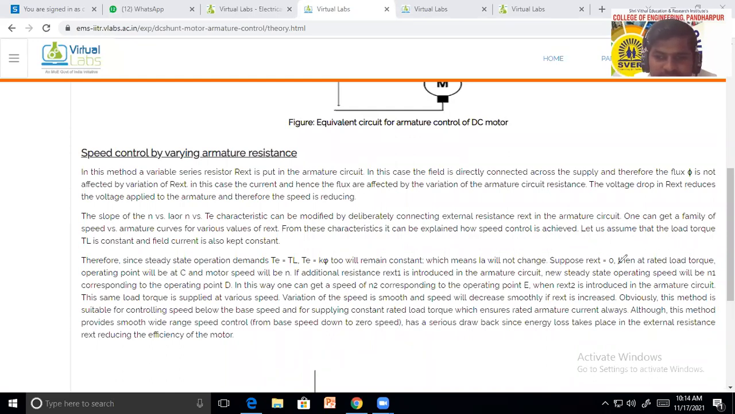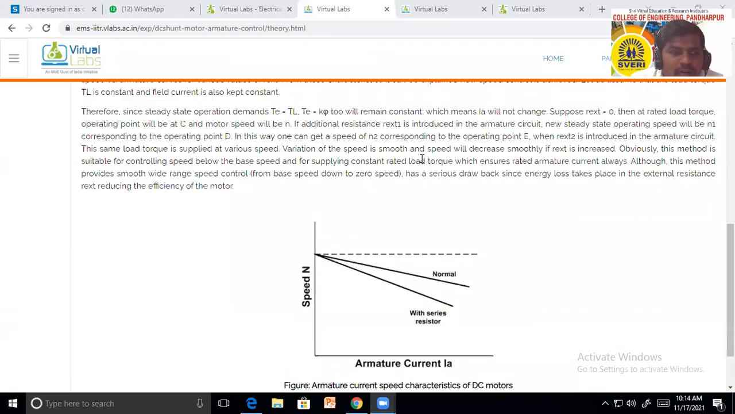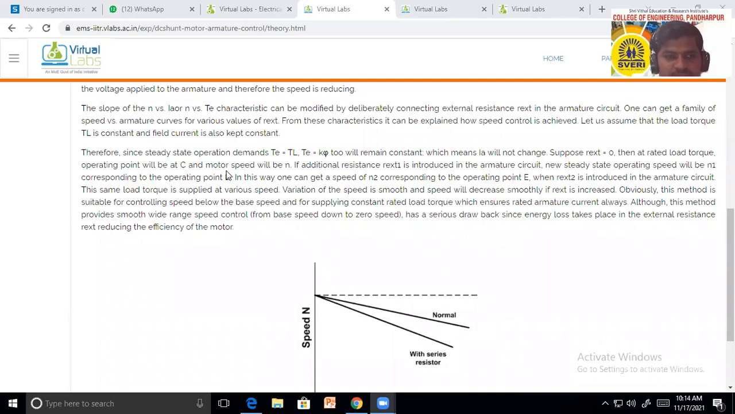Then the rated load torque operating point will be at C and motor speed will be N. And if additional resistance is introduced in the armature circuit, the new steady state operating speed will be N1. Similarly, the speed relation can be represented as N1, N2 like this, corresponding to the operating point D. And this way, one can get a speed of N2 corresponding to the operating point E.